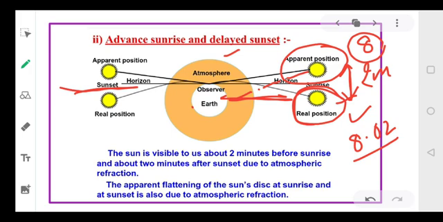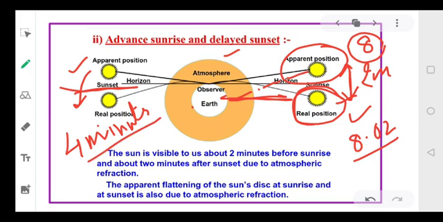And the same happens when the sun is setting. The sun is already set, but it keeps appearing to us until 2 minutes later. So the sun becomes visible to us 2 minutes before the actual sunrise, and it is visible to us 2 minutes after the actual sunset. So the length of the day is 4 minutes more than the night. Okay, dear students? And this is all because of atmospheric refraction.